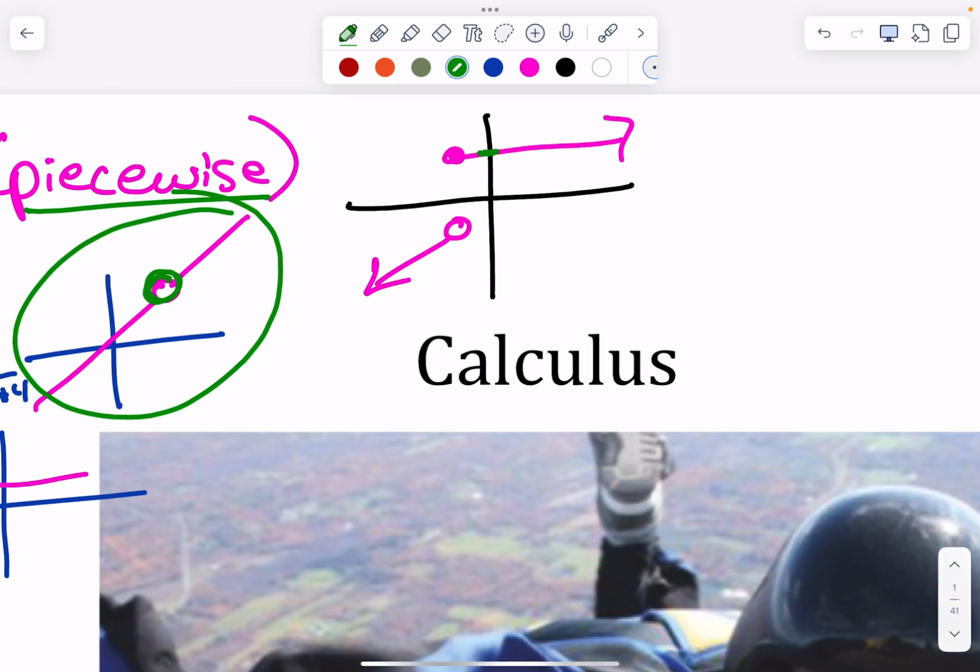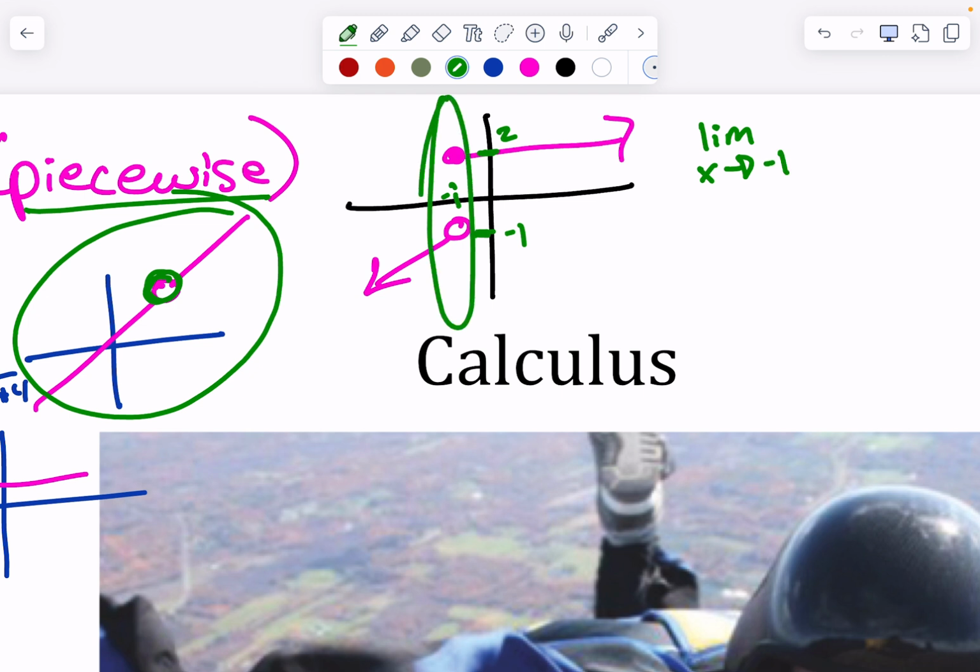Let's say this is 2, this is -1, and this is -1, right? Okay, here's the deal. The limit as x approaches -1. -1 is where we have a problem, right? -1 is right here. What is the limit as x approaches -1?